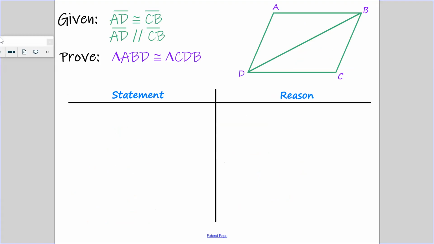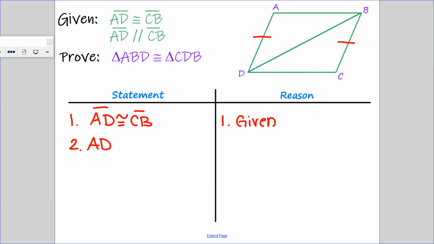Let's take care of the givens first. AD is congruent to CB. And then our second given up there is that AD is parallel to CB. Those little triangles there mean that those are parallel. How many congruent signs do I have right now? One. And are those sides or are those angles? Sides. Okay, so then I go to my next given.